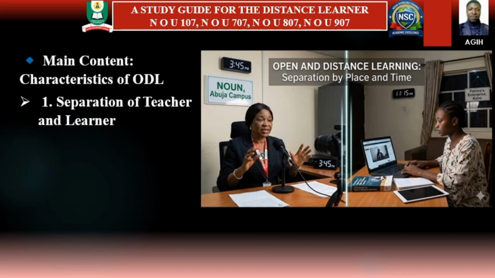All right, let's delve into the main discussion. The characteristics of open and distance learning. Let me start with one of the most important features: separation of teacher and learner. In open and distance learning, the teacher and the learner are separated by 1. Place and 2. Time. This means that unlike conventional universities, you don't need to be physically present in the same classroom with your lecturer. For example, a student studying with National Open University of Nigeria in Kano may never meet their lecturer who is based in Abuja throughout the entire program.